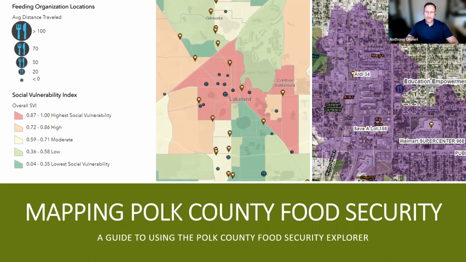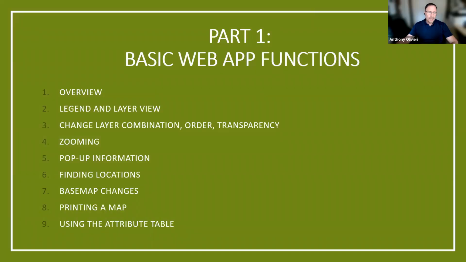Thank you, Cassandra, and good afternoon, everyone. I'm going to give an overview of a mapping tool developed for mapping Polk County's food security. This is a tool that is designed to be used by nonprofits and decision makers. It's not particularly designed for the general public, but it is designed so you can convey information to the general public. So let me go over why we actually map. I'm going to give an overview, go into the basic functions of this web app, and then I'll demonstrate them.